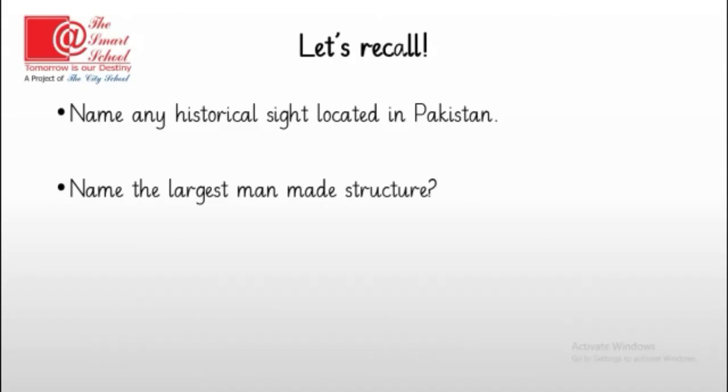Now before we start the lesson, let's recall a few basic facts. Can you name any historical site located in Pakistan? Yes, there are many historical sites located in Pakistan, like Mohenjo-daro, Harappa. There are many other sites like architecture of Mughal era. So many other historical sites are also available in Pakistan.